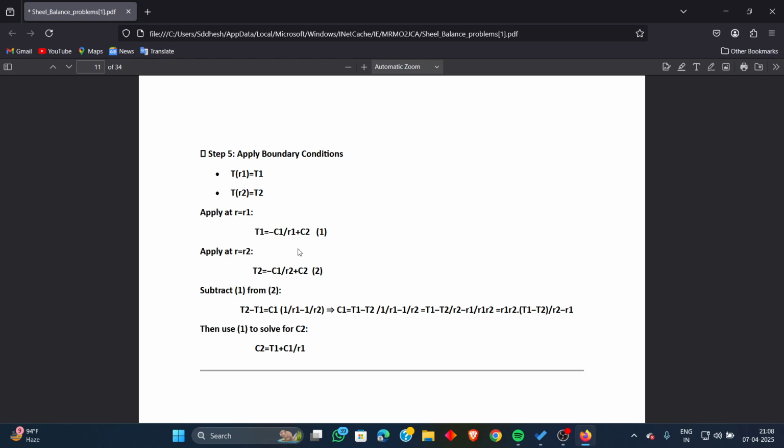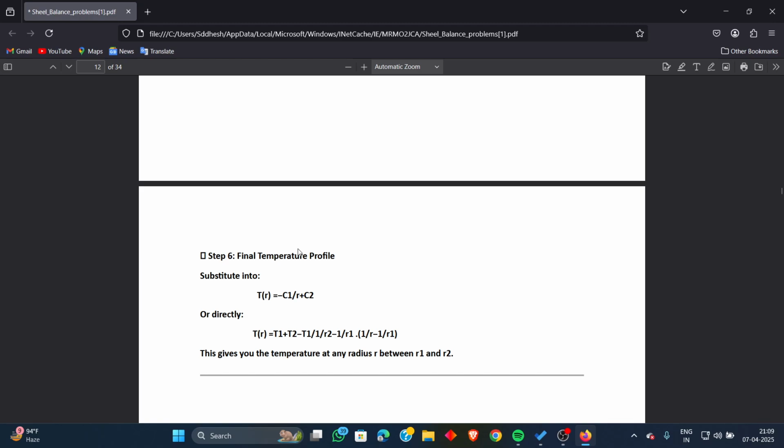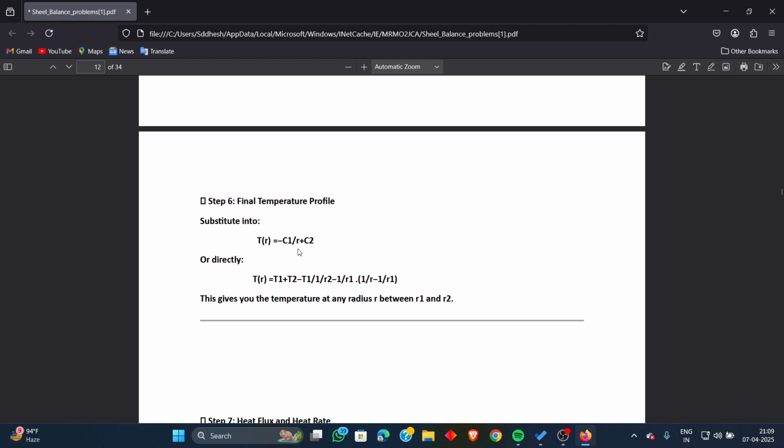Then equation 1 is used to solve for C2. After that we get C2 is equal to T1 plus C1 upon R1. Step 6, final temperature profile. Substitute into T(r) is equal to minus C1 upon r plus C2, or directly T(r) is equal to T1 plus (T2 minus T1) upon (1 upon R2 minus 1 upon R1) times (1 upon r minus 1 upon R1). This gives the temperature at radius r between R1 and R2. This is the equation we have to remember, and we have to understand this is the equation that we get.